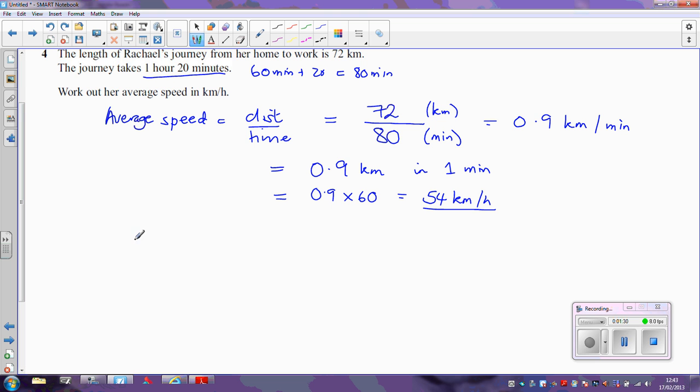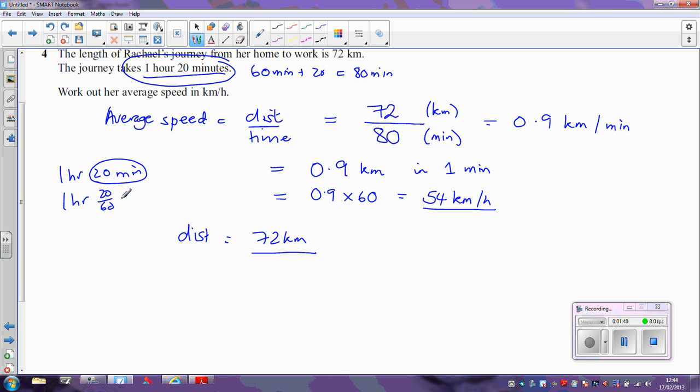The other way of doing it is to use the same distance, well, that's 72 kilometres, and at the beginning change 1 hour and 20 minutes into just hours. Well, 1 hour 20 minutes is 1 hour and 20/60ths, so that 20 minutes is 20/60ths, or a third of an hour. In other words, what we've actually got there is 1 1/3 hours. Be careful, it's not 1.2 hours, it's 1 1/3.